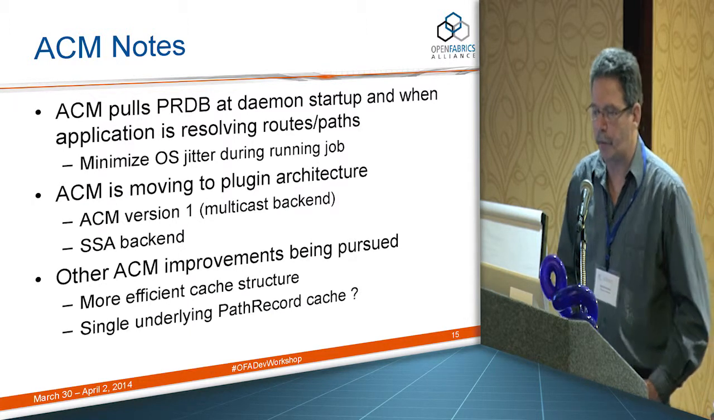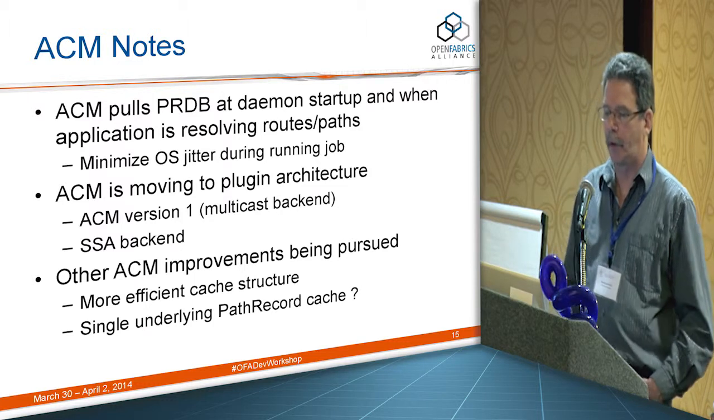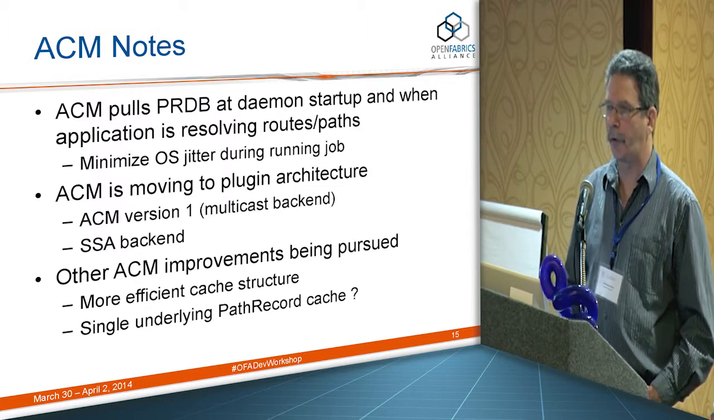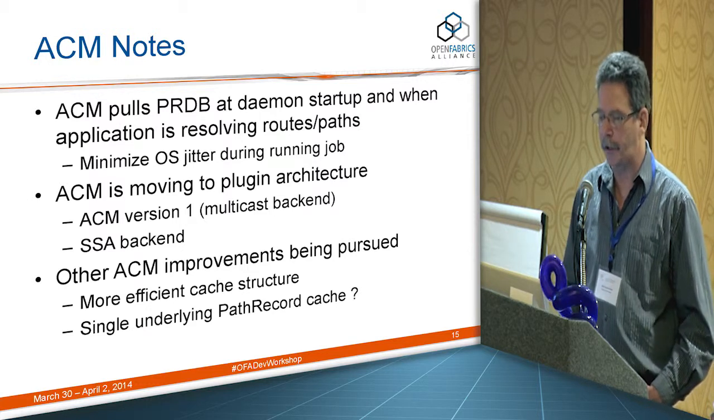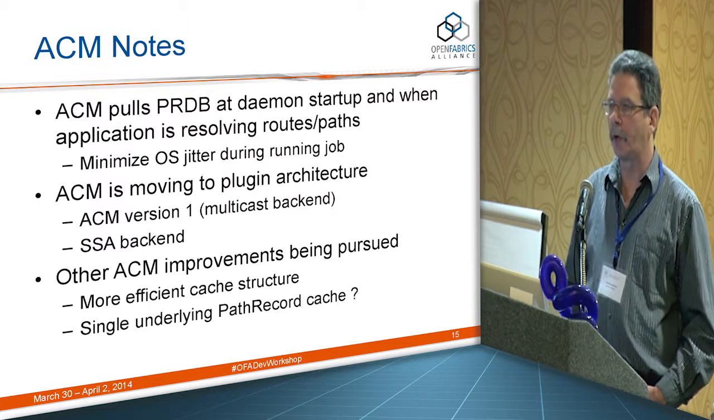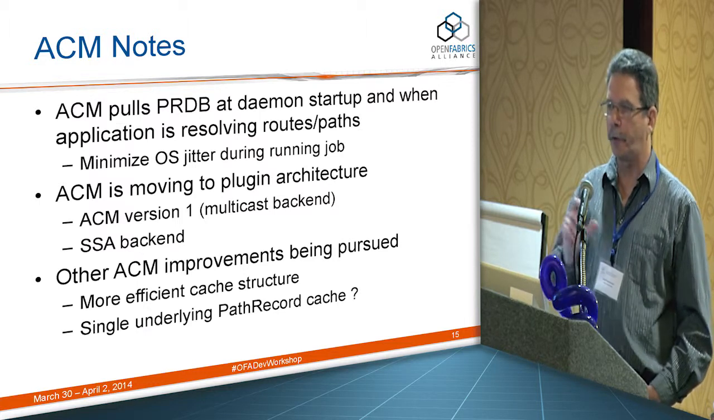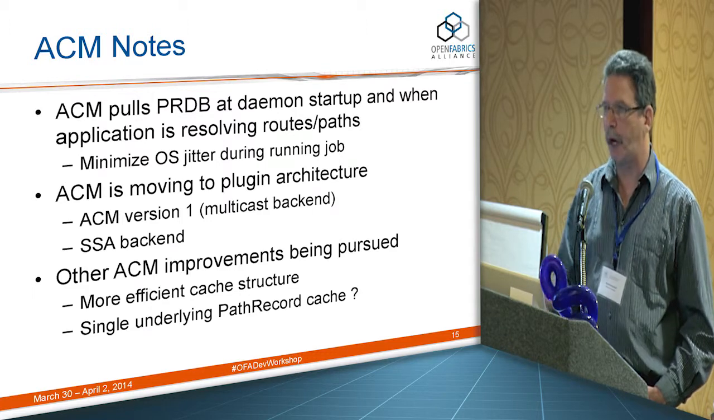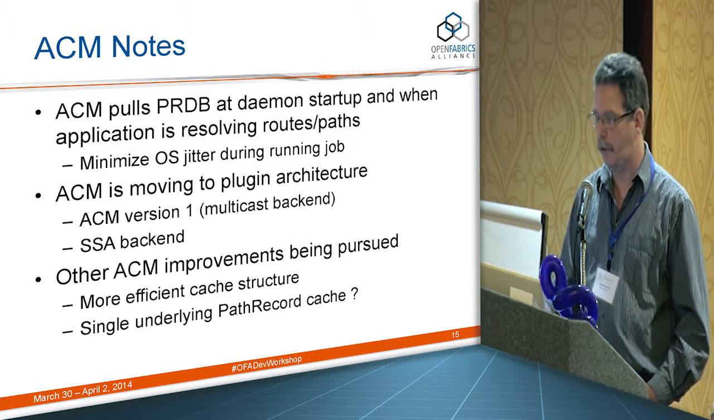Other ACM things we're looking at is a more efficient cache structure than what's currently implemented in ACM. We're debating whether to use a single underlying path record cache for those different caches that I talked about: name and IP address, GID and LID.